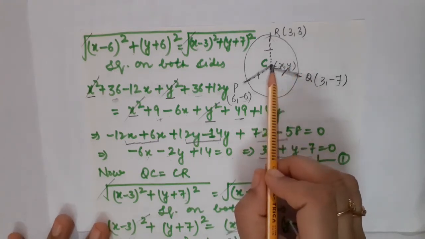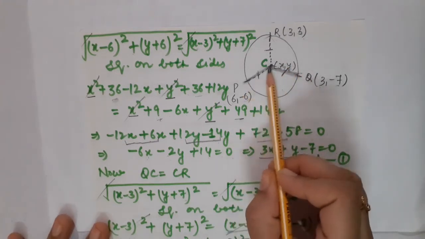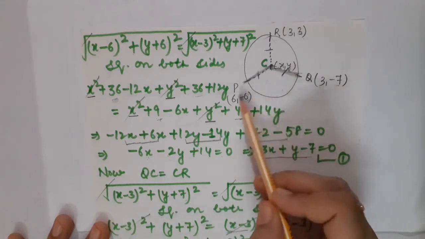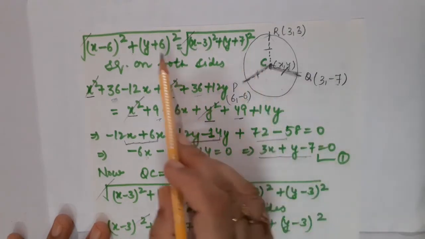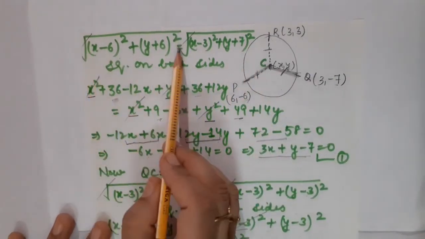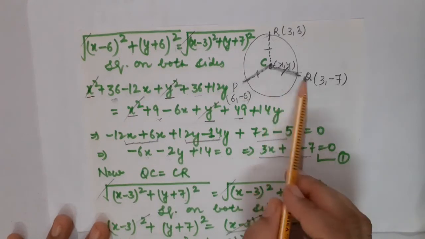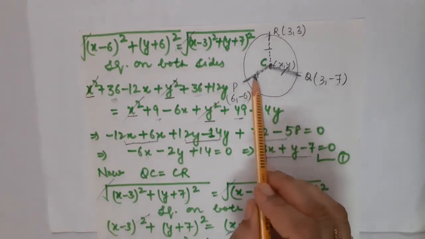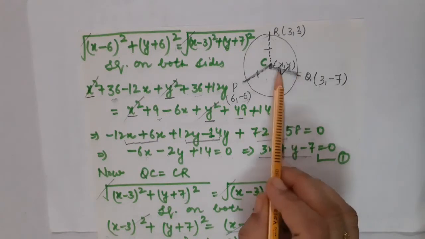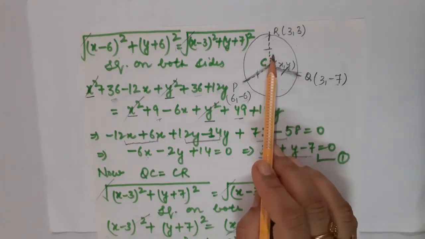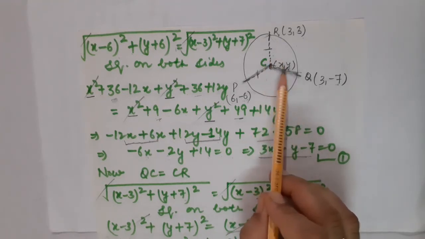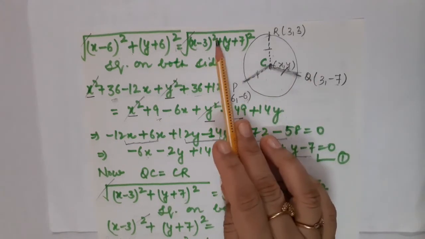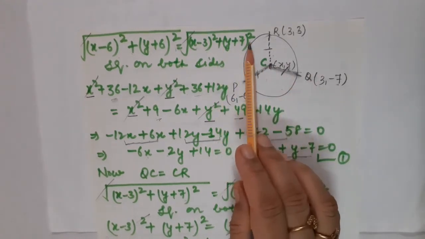First of all, I am going to calculate the distance CP. How? That is the square root of (x minus 6) whole square plus (y minus (-6)), that is (y plus 6) whole square. Now I am calculating the distance CQ because I know CP and CQ both are equal. In fact, they both are equal to CR as well. So it depends on you which particular distances you are going to take first. So when I calculated the CQ distance, I got the square root of (x minus 3) whole square plus (y plus 7) whole square.